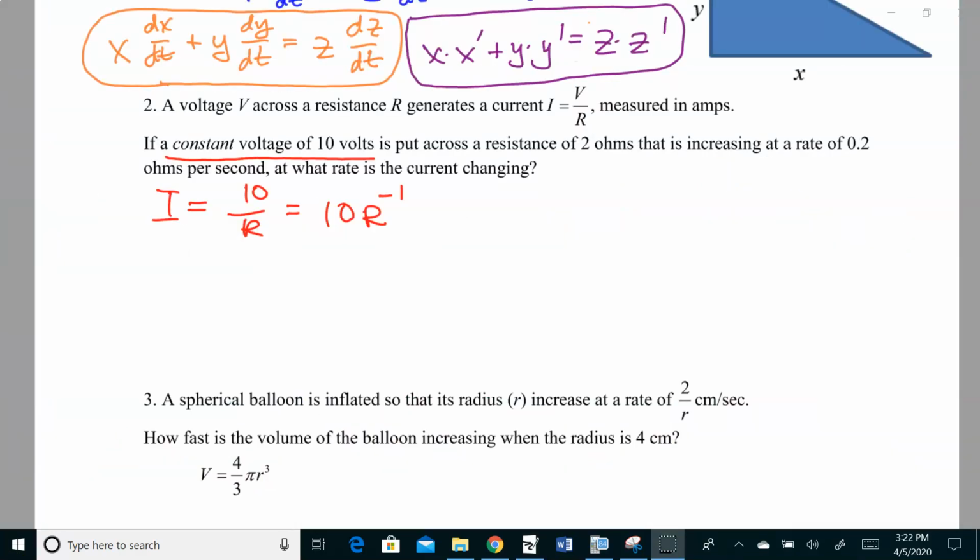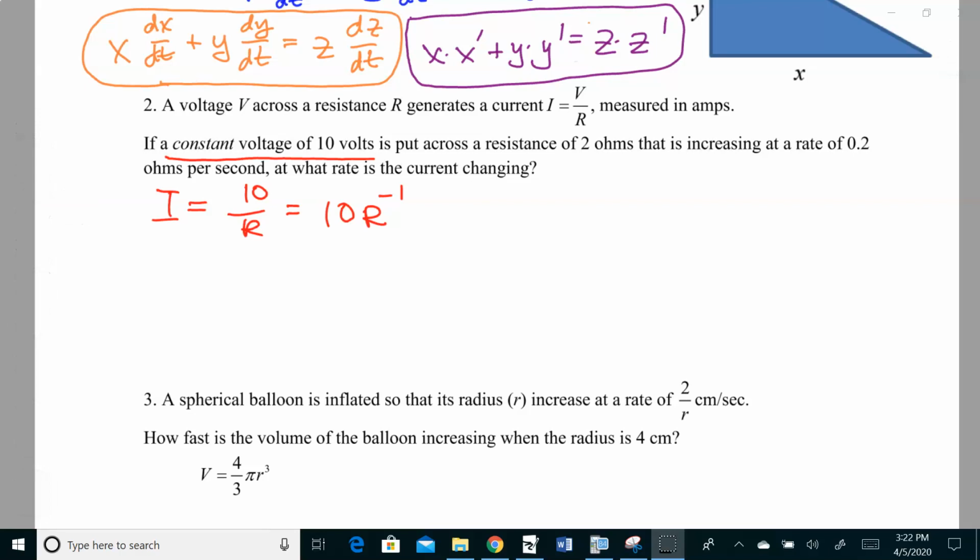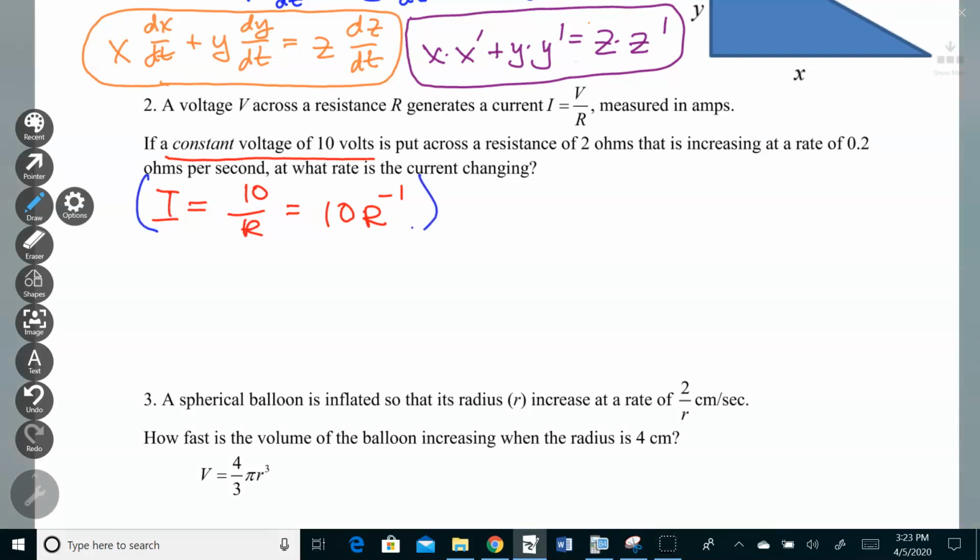Okay, let's look at a real-life application of the equation I equals V over R, where I is the current in amps, V is the volts, R is the resistance in ohms. And we have a very special case where we have a voltage that is constant of 10. So I change my equation to I equals 10 over R, or 10 R to the negative 1. I'm going to take its derivative. I have dI over dt is equal to negative 10 r to the negative 2 times dr over dt.